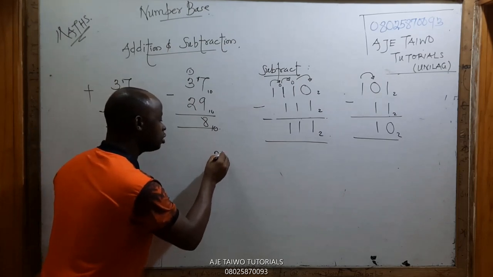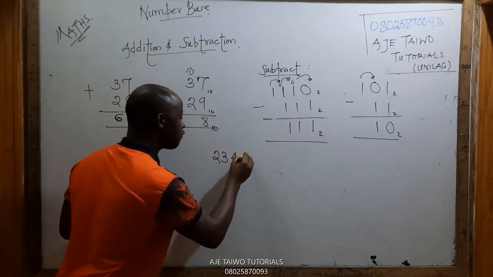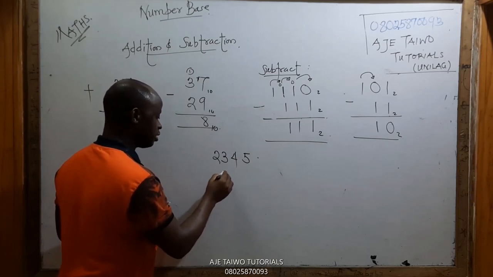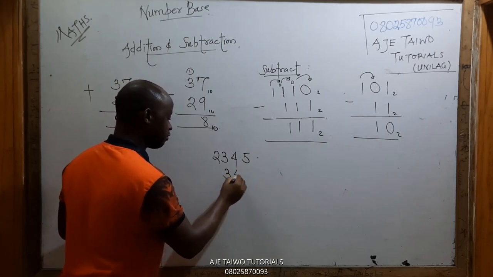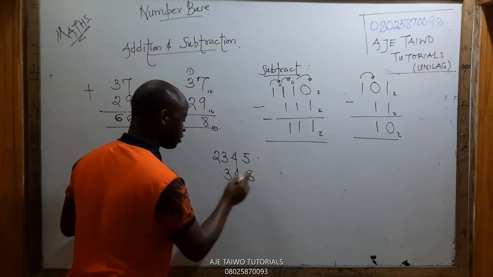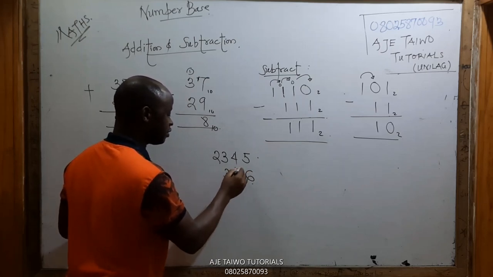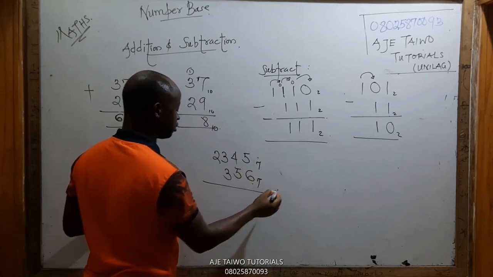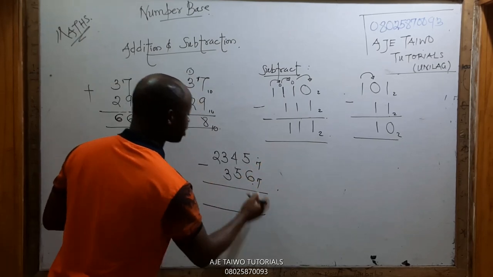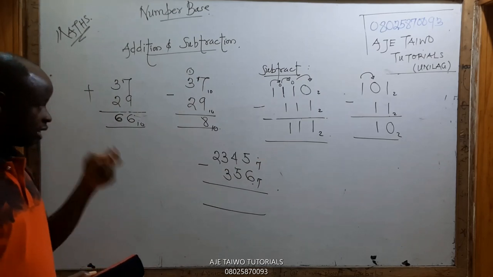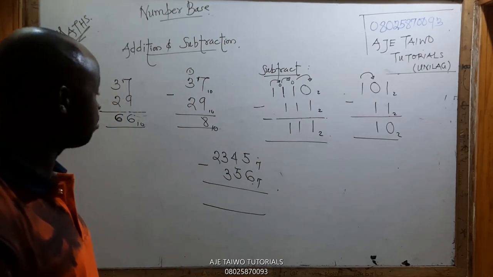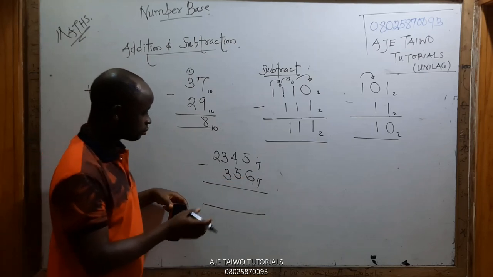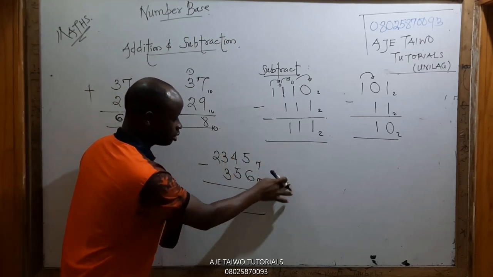Okay, do this one for me. If you have 2, 3, 4, 5 minus 3, 4, 6. Okay, let's say 3, 5, 6. Let's say base 7. Just watch, please. I'm subtracting in base 7 now. I want you to pay attention, please. Let's watch, everybody.